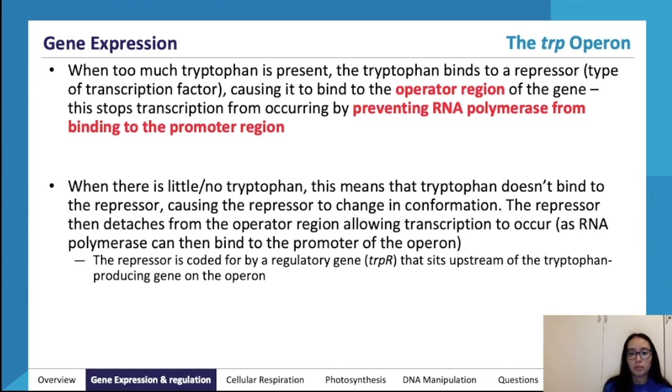So when you've got too much tryptophan, it's kind of like a defense mechanism. It's going to kick in and be like, look, too much tryptophan, let's activate the repressor. So it activates the repressor, the repressor binds, and it prevents transcription.